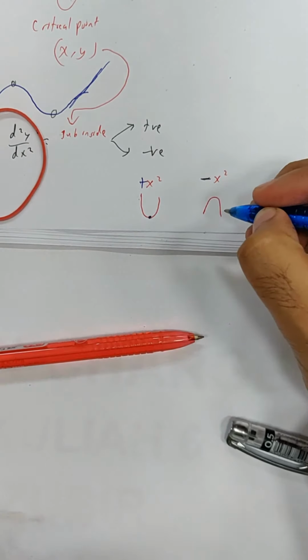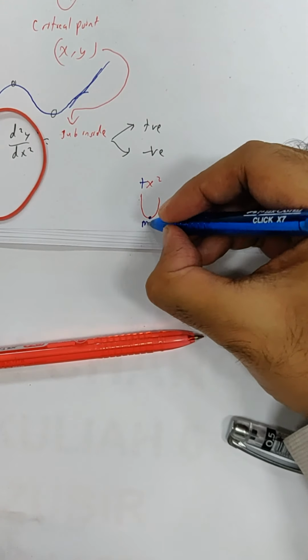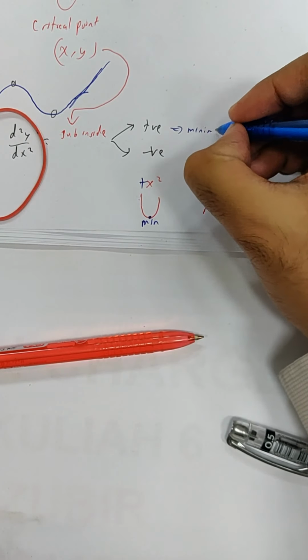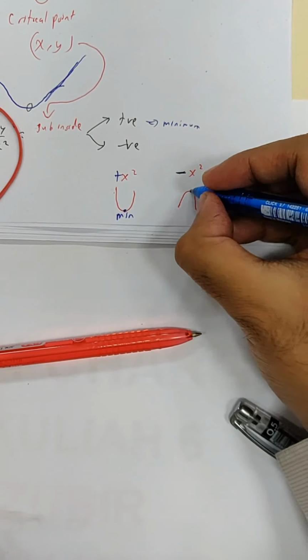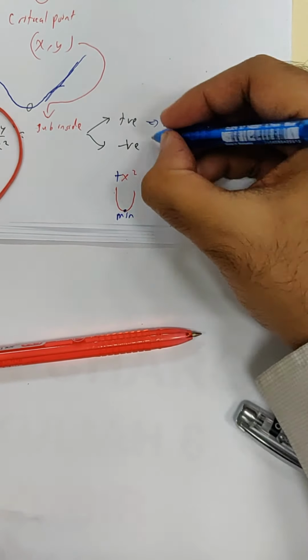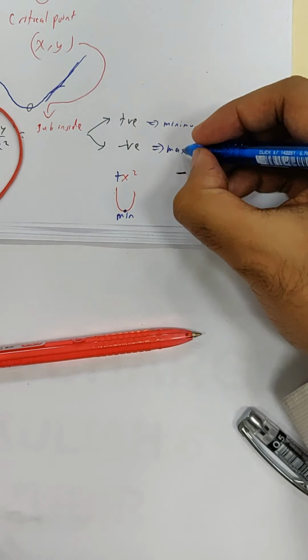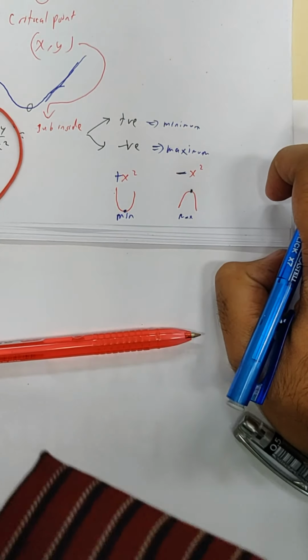This is the what? Minimum point or maximum point? Minimum. So, minimum. What about negative x squared? This point is the maximum. So, maximum. That's how I memorize it.